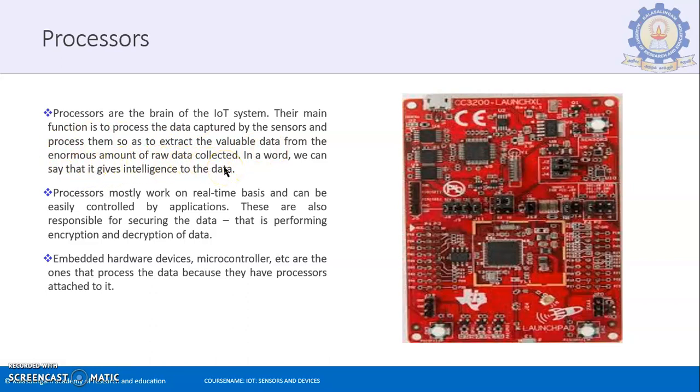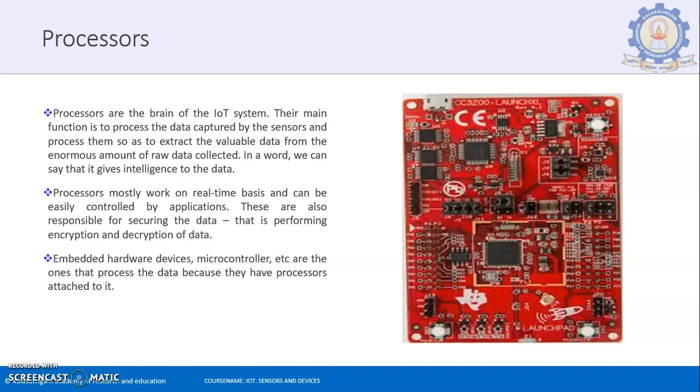So its main role over there is to collect the required data. You will have an enormous amount of data available from sensors. Which sensor data, at which particular time, or which value from the sensor, all of these are taken care of by this particular processor. In a word, you can say that this gives intelligence to the data. It gives some meaning to the data that is coming to us. So while processing it, the processor gives some meaning to the data that is available there.